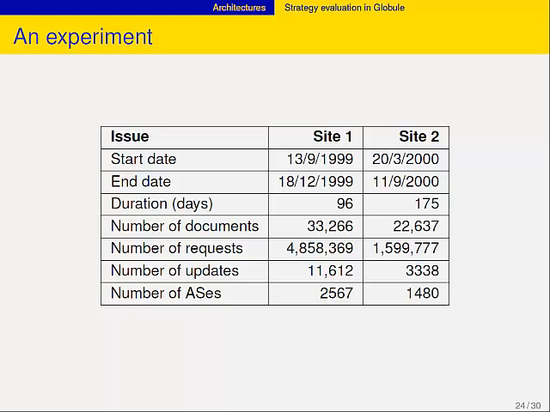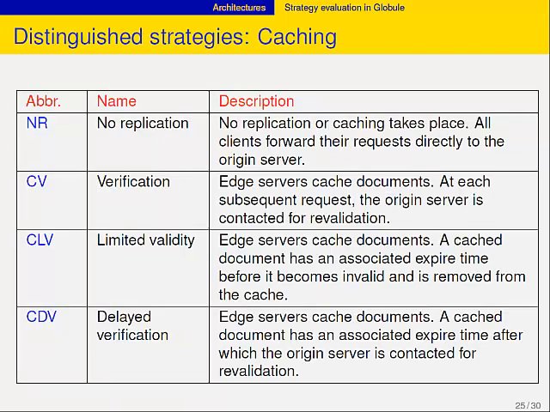70% of all the requests come only from a handful of autonomous systems. This holds for virtually all websites. Okay? Now, let's focus on strategies. What can you do? Well, there are caching strategies.